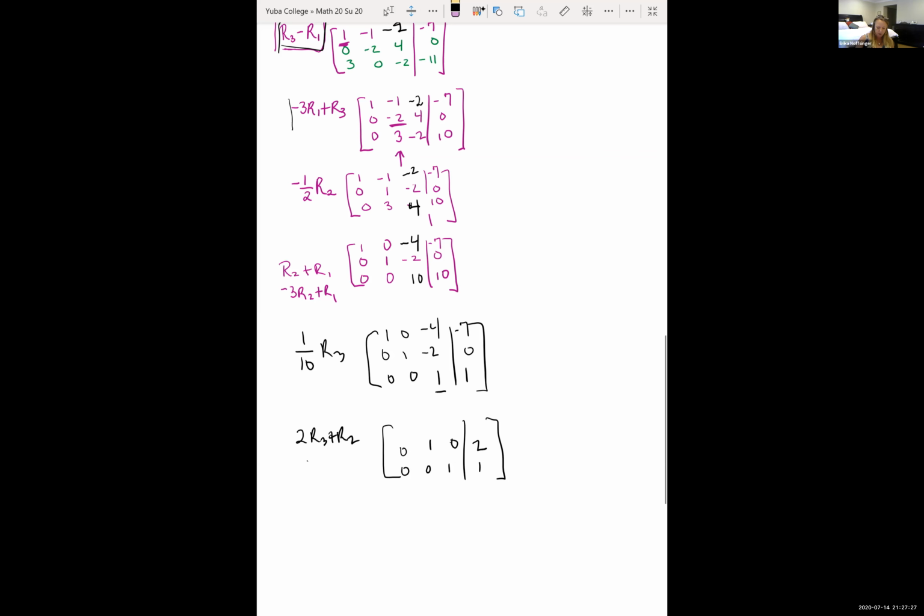And then I can do 4 row 3 plus row 1. So that would be 1, 0, 0. 4 times 1 is 4. 4 minus 7 is negative 3. So right now, it's not an inconsistent system. We have our solution, which we got right. X is equal to negative 3. Y is equal to 2. And Z is equal to 1.